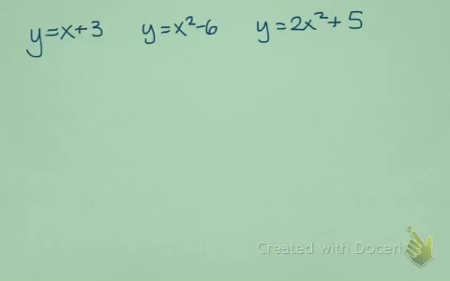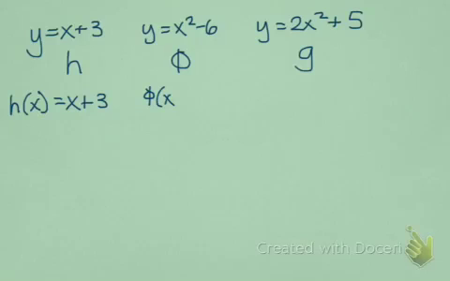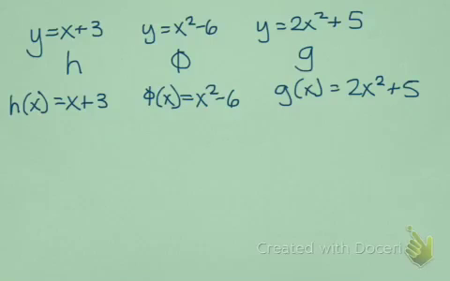Okay, we have three equations here, and when we're talking about functions, we can name each of these functions a different name. So we can call the first one h, the second one phi, that's the Greek letter phi, and the third one g. So we can name them h of x equals x plus 3, so that's function notation, and then function notation for phi is going to be phi of x equals x squared minus 6, and function notation for the third one, g of x equals 2x squared plus 5.